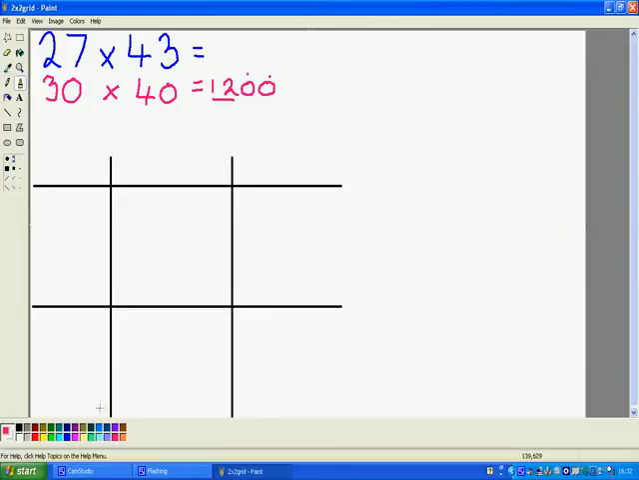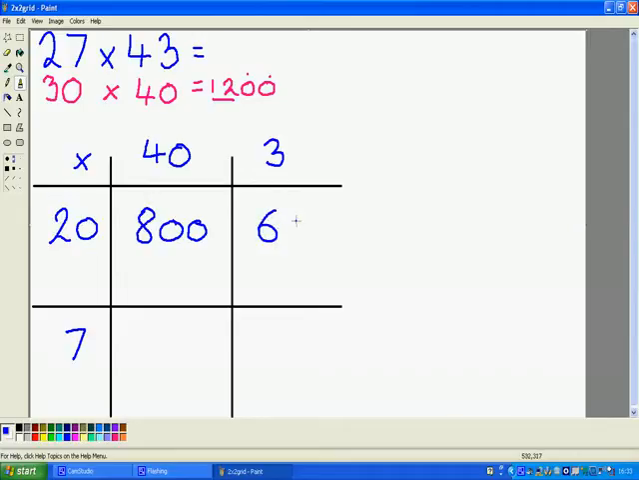So now I'm going to partition 27 and 43 into my grid. I'm going to partition 20 and 7 and 40 and 3. So first thing is 20 times 40. 2 times 4 is 8, and again it's 10 times bigger and 10 times bigger again, so that's 800. 20 times 3 is 60.